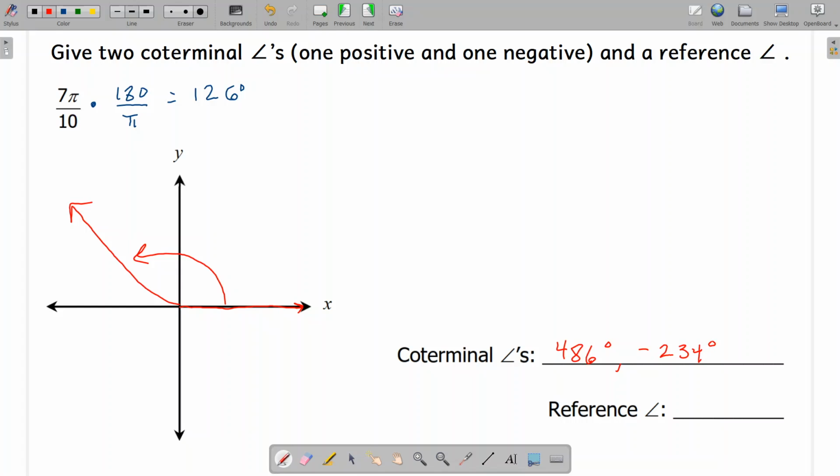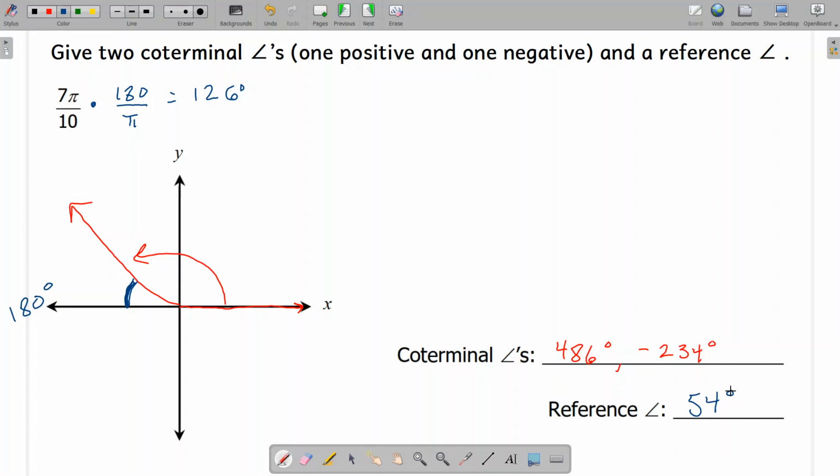Now my reference angle is going to be the measurement here from that terminal side to the x-axis. So we went 126 degrees. To get to 180 over here, we would have to go 54 more degrees. So that's our reference angle.